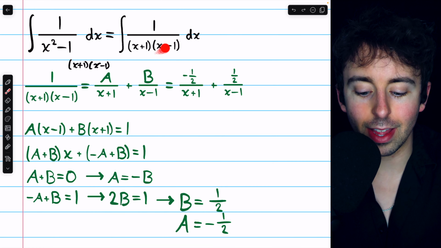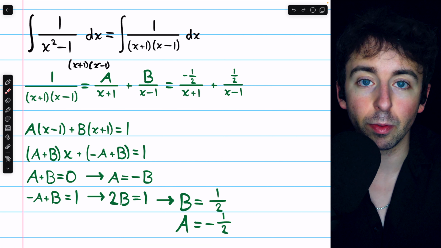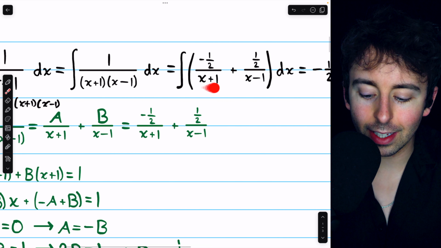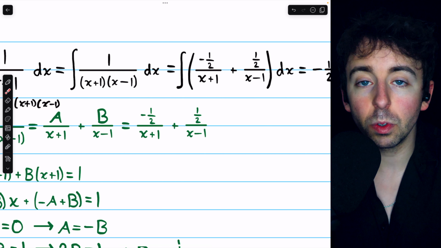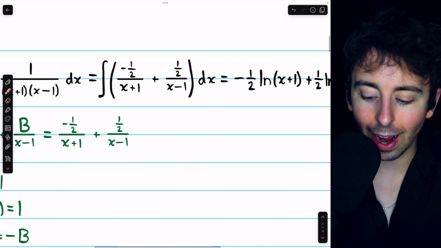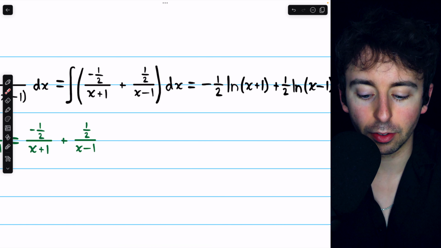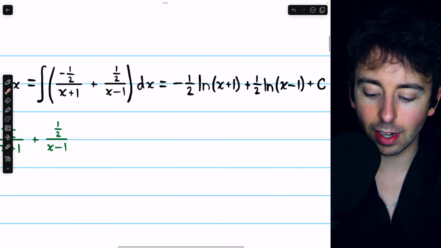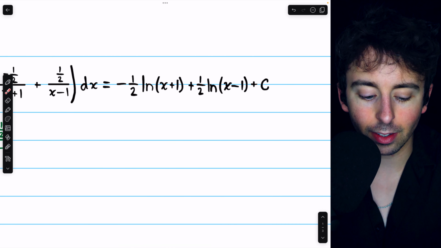So, trying to integrate this, well, that's the same as integrating this, which is very straightforward. It turns out that integrating this is the same as just integrating this sum of fractions. Each of these terms has an integral, which is just a natural log with this coefficient. So the first fraction, when we integrate it, becomes negative half ln of x plus 1. And the second fraction, when we integrate it, gives us 1/2 times the natural log of x minus 1. Then, of course, we also have the arbitrary constant.